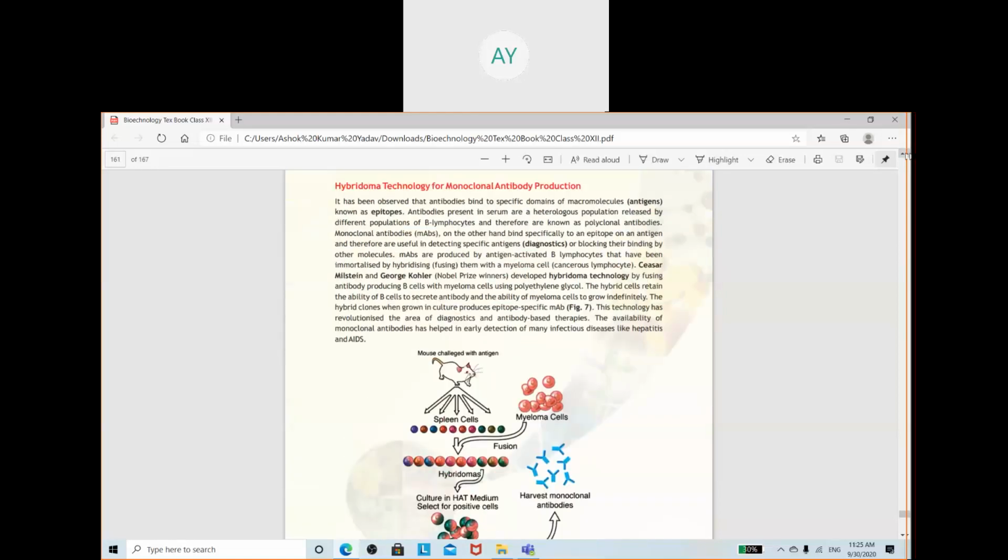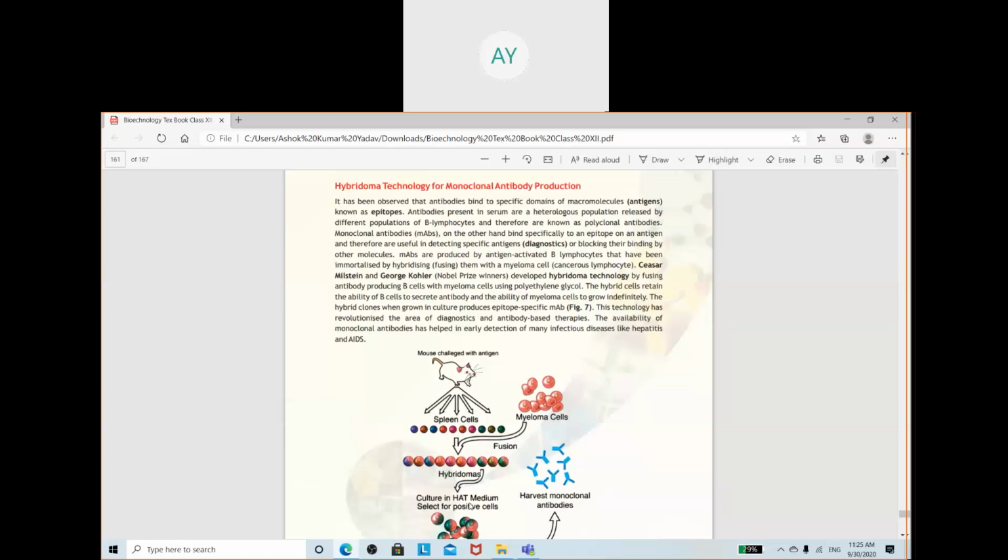I have told you so many times who discovered the monoclonal antibody. Caesar Milstein and George Kohler discovered it and got a Nobel Prize in 1975. They are the Nobel Prize winners, and this is the hybridoma technology. I have told you many times the chemicals used for fusion of two cells: polyethylene glycol and calcium ion. And in which medium are you going to select the hybrid cell?